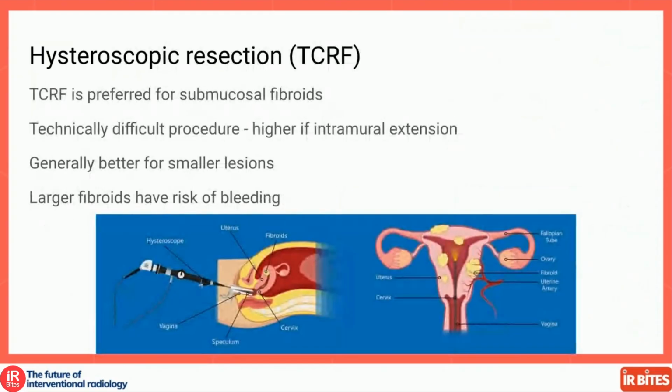So hysteroscopic resection, or TCRF, with an acronym, that's the preferred treatment if it's a submucosal fibroid, because it's protruding into the cavity, so that's the best way to approach it to get rid of it. Generally, it's better for smaller lesions. The bigger the lesion is, the more difficult the procedure is. But also, if it's a bigger fibroid, it has a higher risk of bleeding within the procedure, and you might have to abandon. But if it's just a submucosal fibroid, this is the first line treatment for it, although not all centers will offer it.